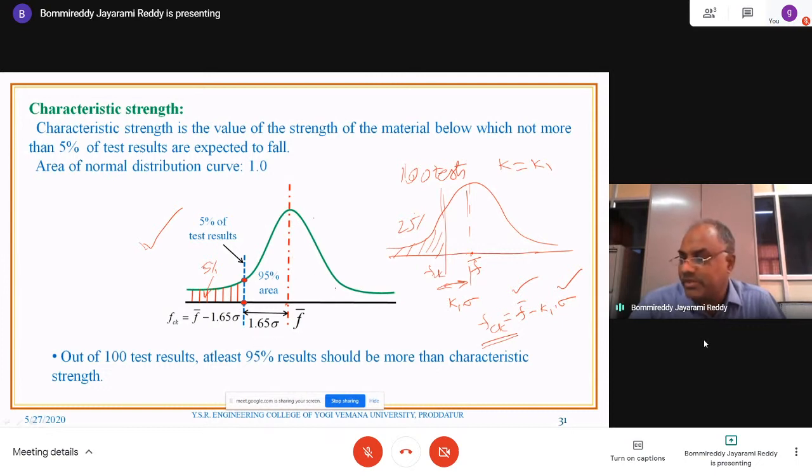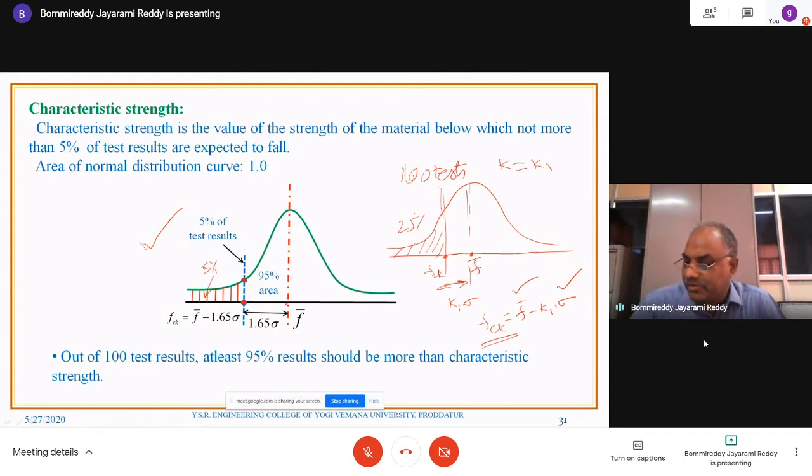But to test the basic concepts of this in the examination, the question may be anything. You need to understand the two terms. One is F bar. F bar lies always at the middle point. Another point is characteristic strength. Characteristic strength is the point of the deadline.